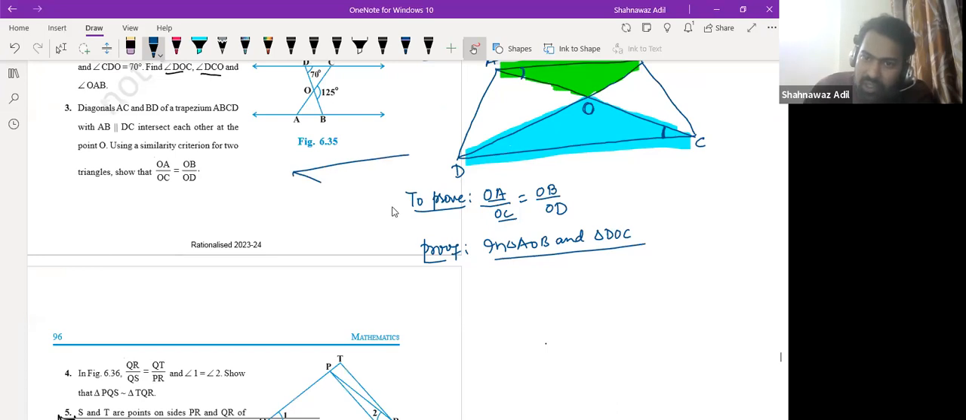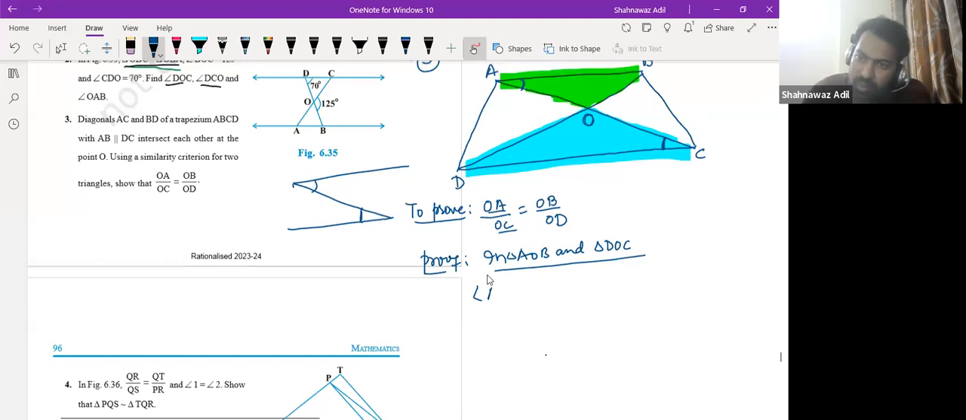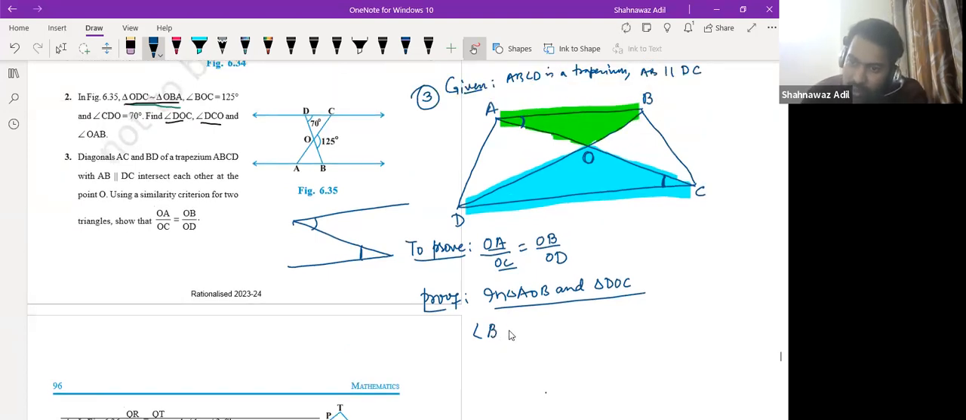They are alternate interior angles, right? So angle BAO equals angle OCD, alternate interior angles.